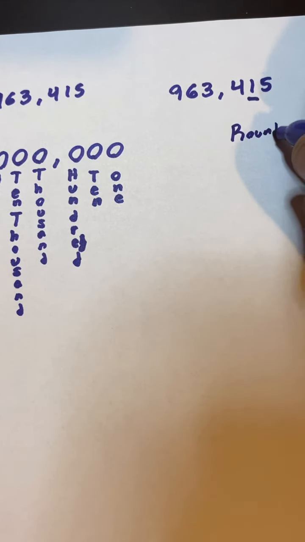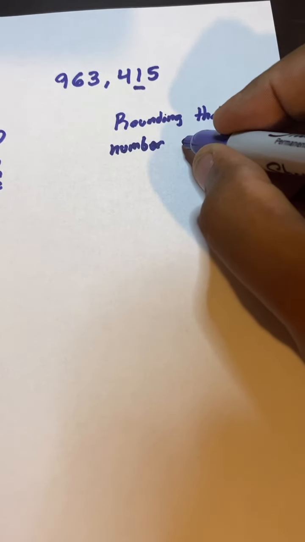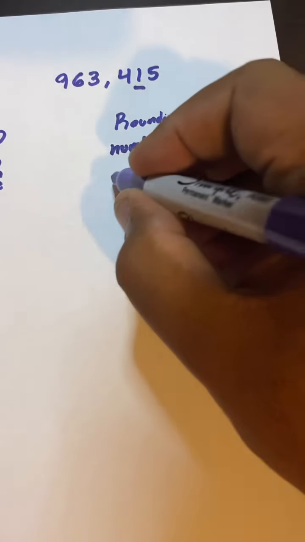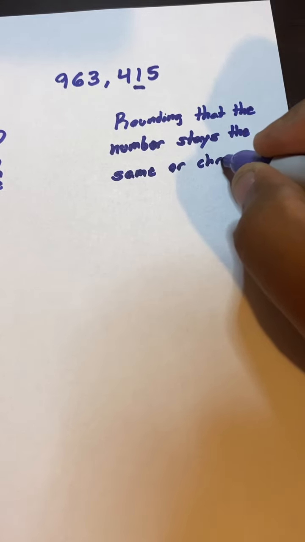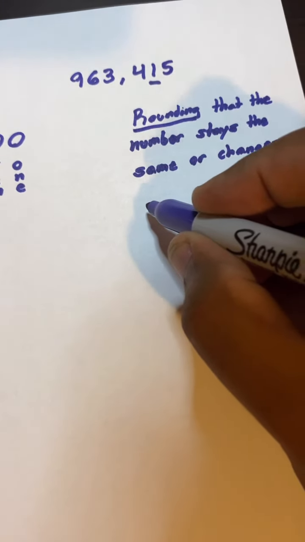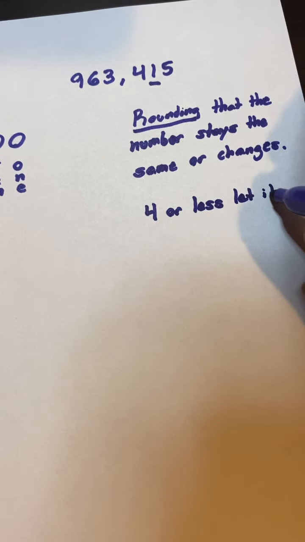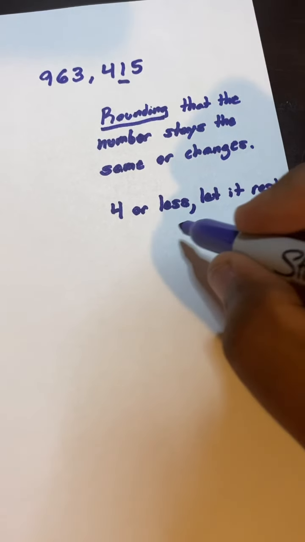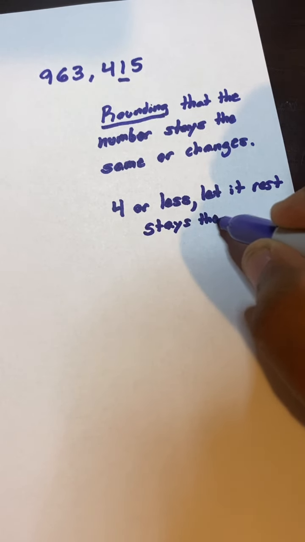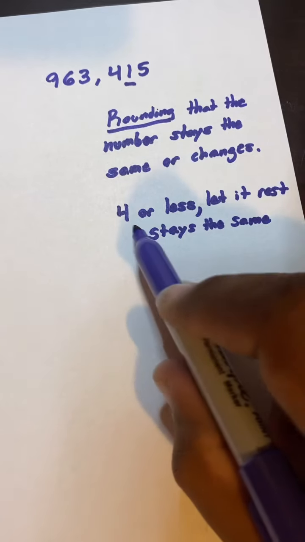Rounding could mean that the number either stays the same or changes. That's what rounding means. In this case, the 1, the number stays the same or changes. Now, if the number next to it is 4 or less, you let it rest. All that means is it stays the same. It's not the 1, but the number right next to it, which is the 5. So it's not 4 or less, so it's not going to rest.